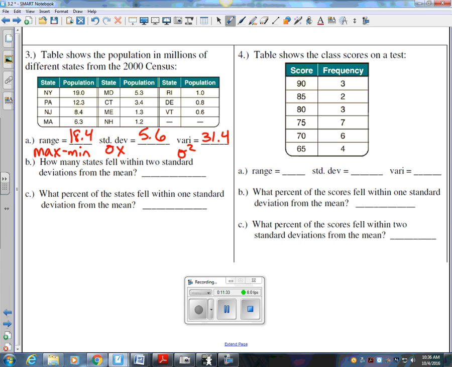Okay. This next question, how many states fell within 2 standard deviations from the mean? So the first thing you need to do is write down the mean. Caitlin, what do you have for the mean? 5.4. And we'll first go one standard deviation. We'll do one standard deviation at a time. Gracie, what is the standard deviation? 5.6. So you have to add 5.6 and you have to subtract 5.6. So you start with the mean and you add the standard deviation and you subtract the standard deviation. Anybody got those two numbers?